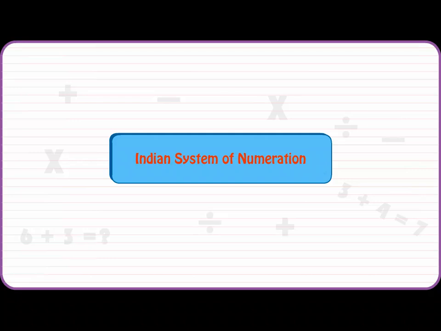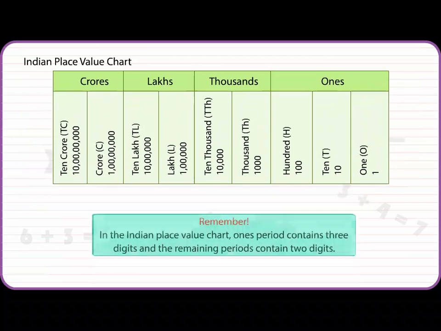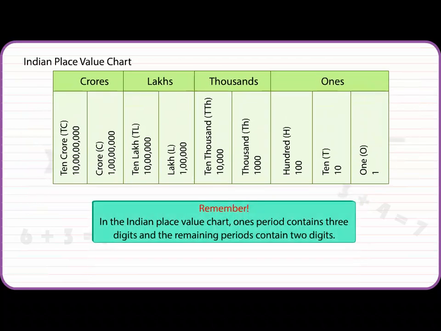Indian system of numeration. In the place value chart shown, the periods are ones, thousands, lakhs and crores, and the places are ones, tens, hundreds, thousands, 10,000s, lakhs, 10 lakhs, crores and 10 crores. Remember, in the Indian place value chart, one's period contains 3 digits and the remaining periods contain 2 digits.